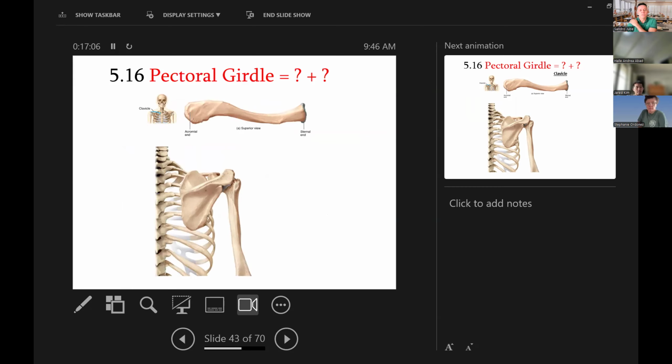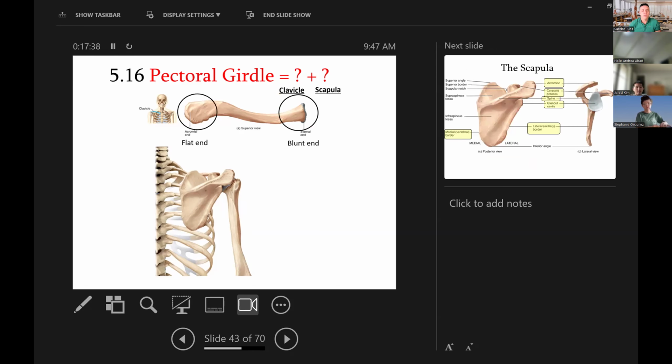The pectoral girdle is made of two different bones. We have the clavicle and we have the scapula. Okay, let's take a closer look at the clavicle and see some markings of the clavicle that I want you guys to know. And then we're going to take a look at the scapula and some of the important markings of the scapula. For the clavicle, we're going to find a blunt end, also called the sternal end, and we're going to find what is called the acromial end, also called the flat end.